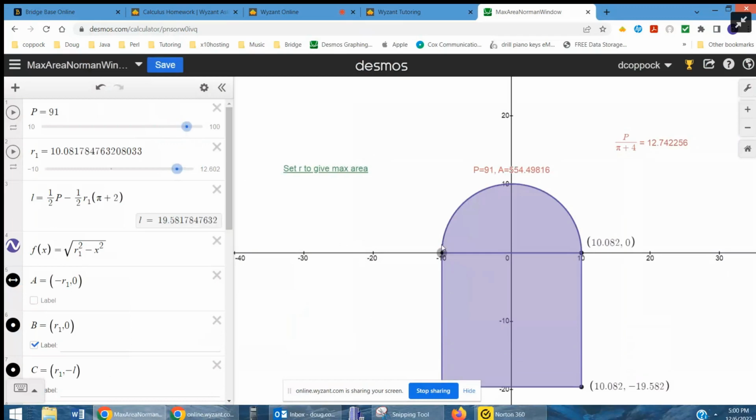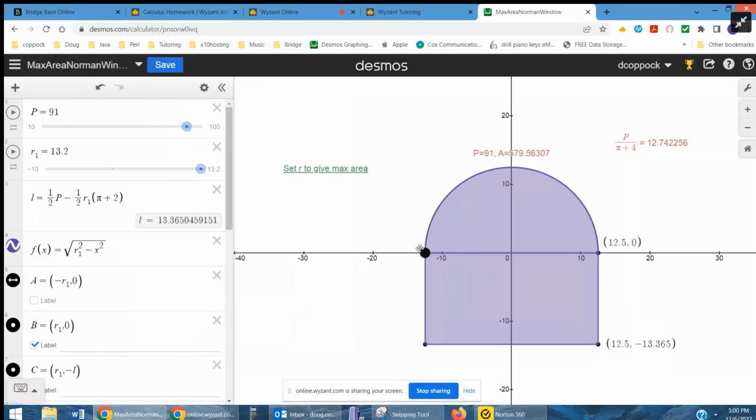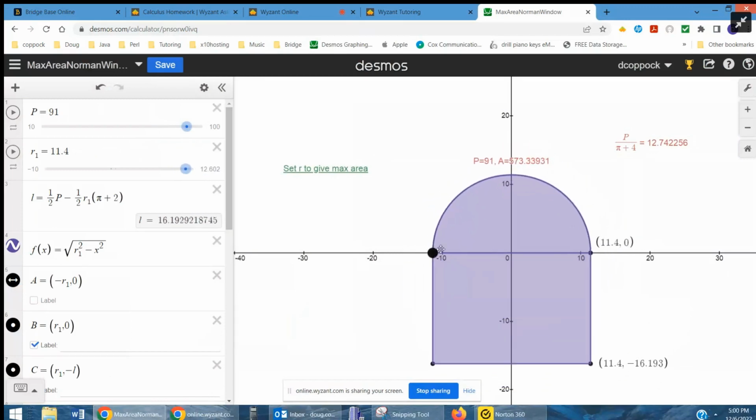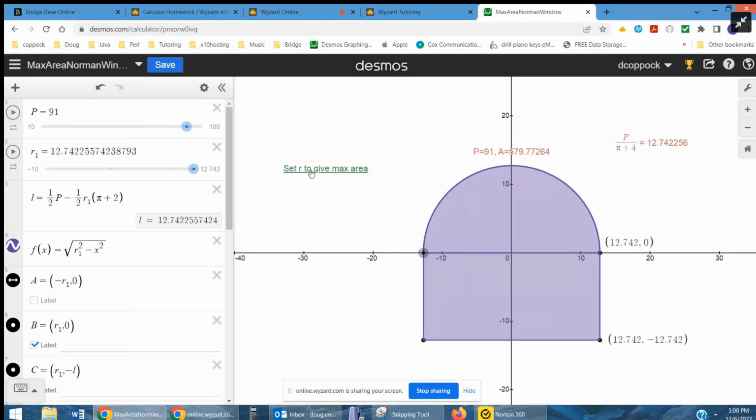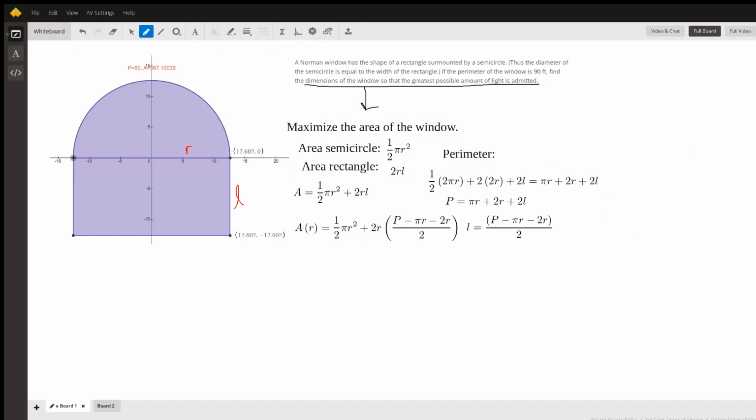And we could change the radius of the circle, and you can see that the area changes. But if we set R to give the maximum area, it turns out that R has to be P over pi plus 4. Let's see how we arrive at that conclusion. So we'll go back to Wyzant. So here's the Norman window.